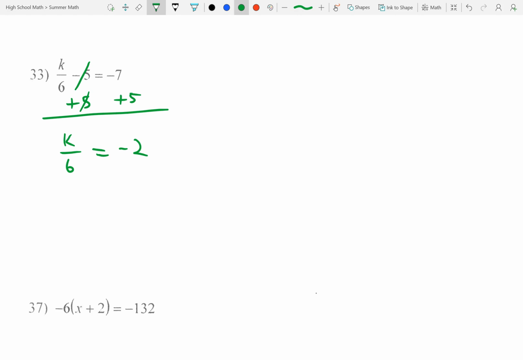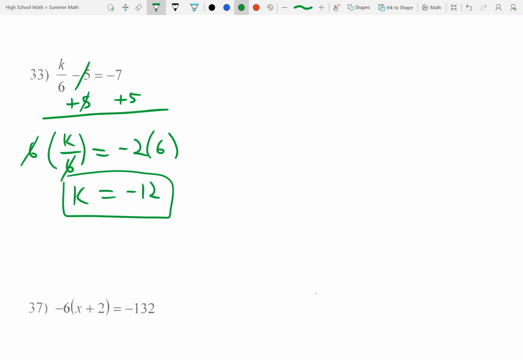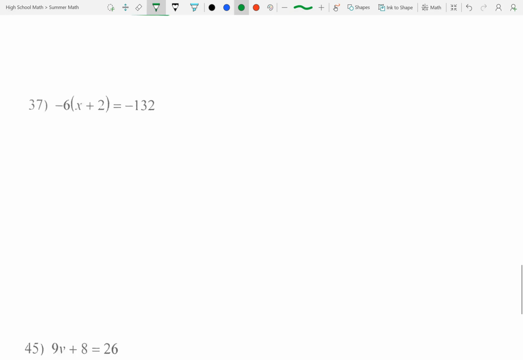The inverse of division is multiplication, so we'll multiply by 6 on both sides. Multiplying by 6 on both sides. Connected means multiply. Negative 2 times 6 will be a negative 12. The 6 cancels with the 6 to leave k. K is a negative 12. We could take that and substitute it back in. It would satisfy our equation.